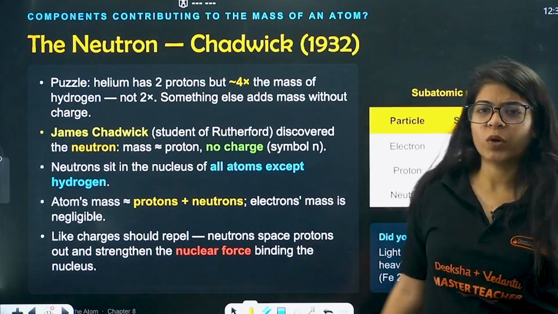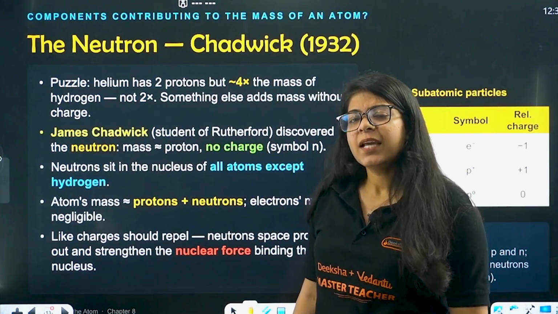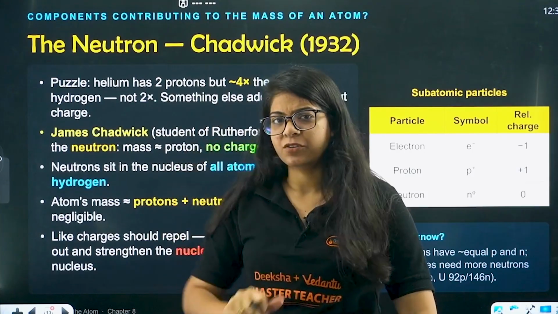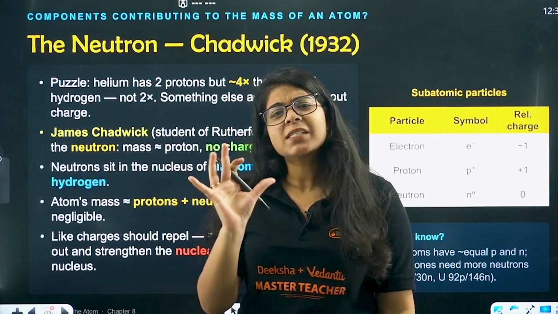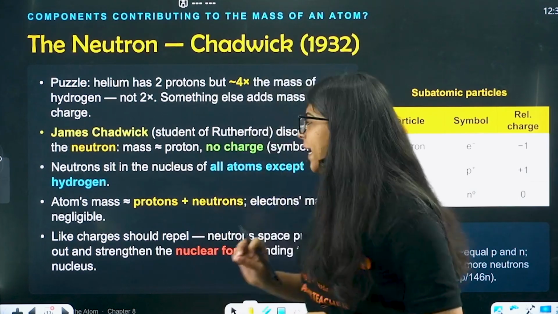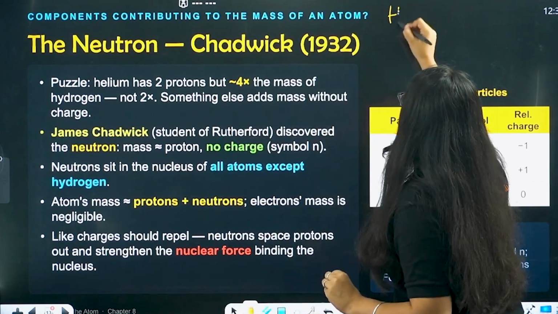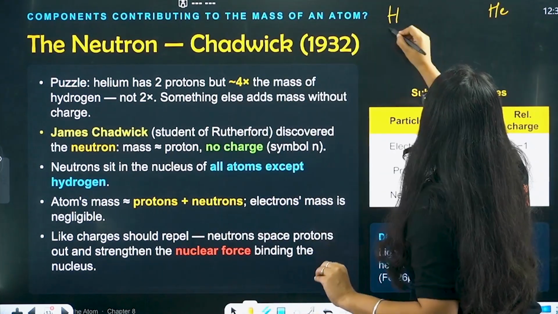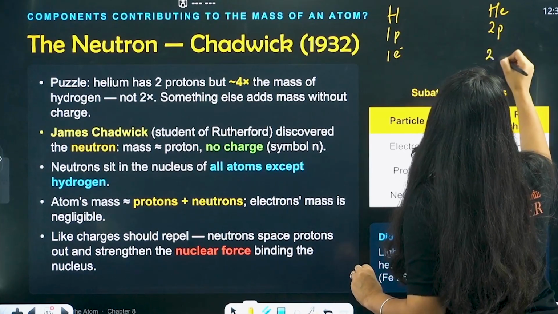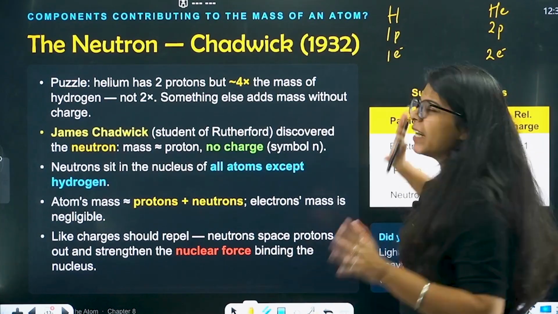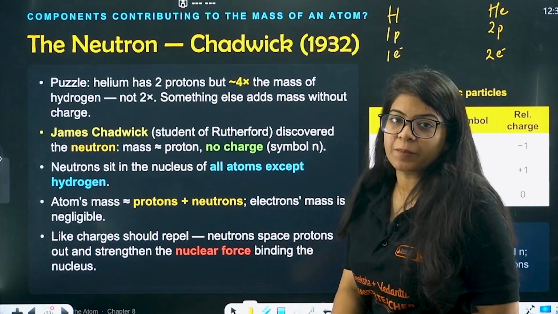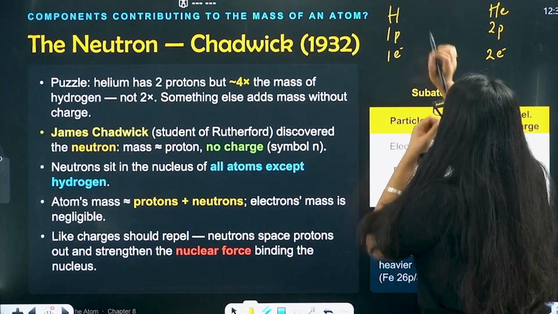He saw one thing: in hydrogen we have one proton and one electron, right? That means there is one proton, and in helium there are two protons, right? See, you have hydrogen, you have helium. It has one proton, one electron. This has two protons, two electrons. Now the mass of an electron is very less, so we don't take it when we are counting the mass of an atom, right? So we are counting the mass of protons.